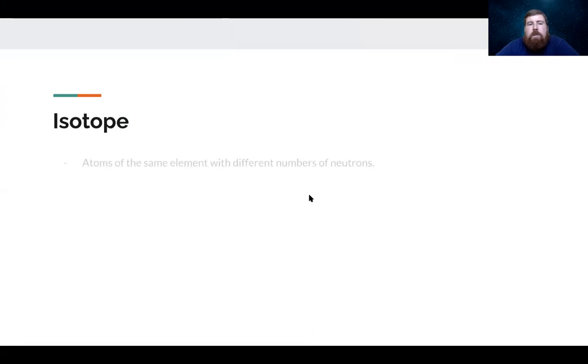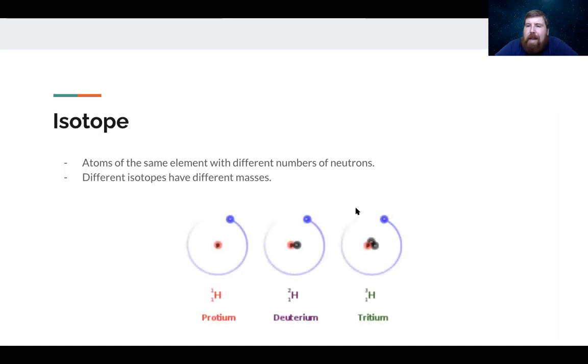Now, just to remind you, an isotope is an atom of the same element with different numbers of neutrons. Neutrons, remember, are the neutral subatomic particle that exists in the nucleus. The other subatomic particle that is in the nucleus are protons. The number of protons cannot change for a given element. The only thing that can change in the nucleus is the number of neutrons. With that being said, different stable isotopes of an element will have different masses.